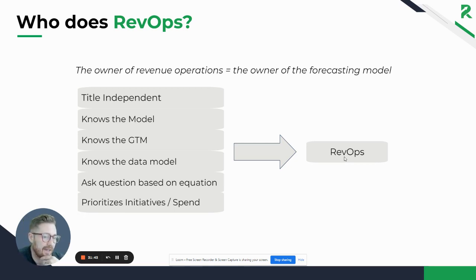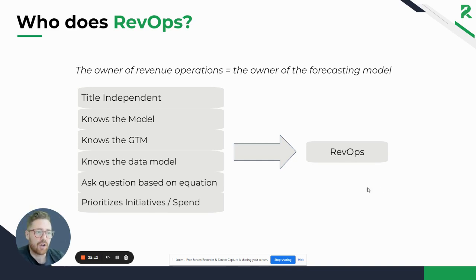You don't have to have revenue operations in your name to be doing revenue operations. It very well may be the CFO, the founder, the CEO, the VP of sales. The important thing is they know the models. They might not have it in their head, but they know the models. They know the go-to-market motions. They know the data model in which it needs to be. And usually they're the person asking the question based on whatever model they're using. And they are helping prioritize initiatives and spend.